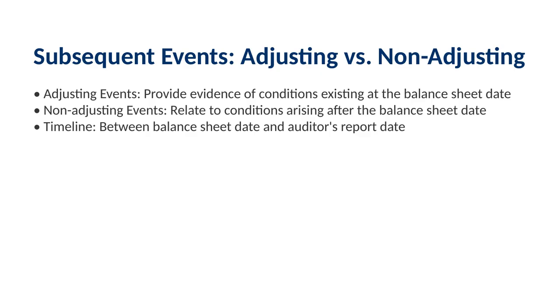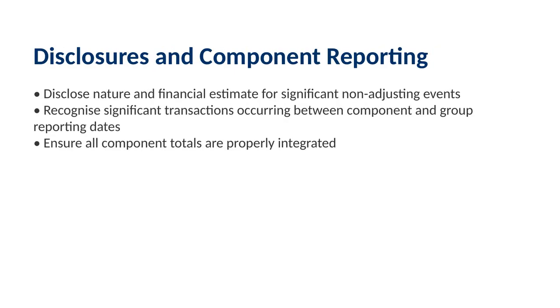The second type are non-adjusting events. These relate to conditions that arose after the balance sheet date. While these don't require a numerical adjustment, if they are significant, they must be disclosed. In those cases, you need to disclose the nature of the event and an estimate of its financial effect, or state if such an estimate cannot be made.